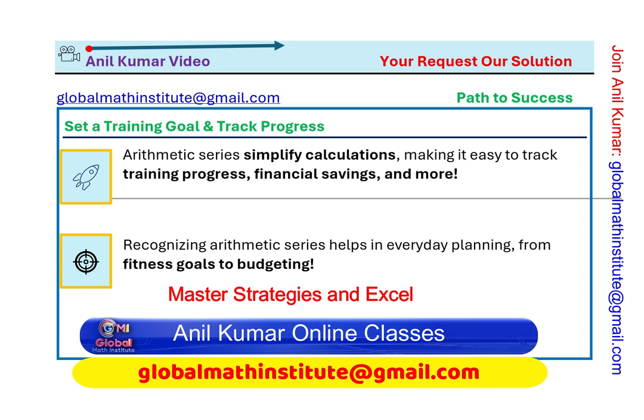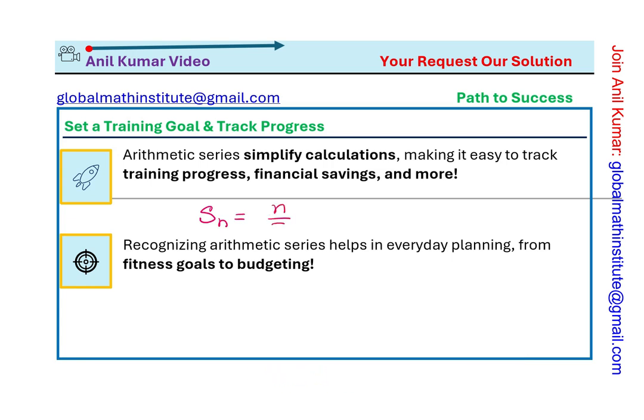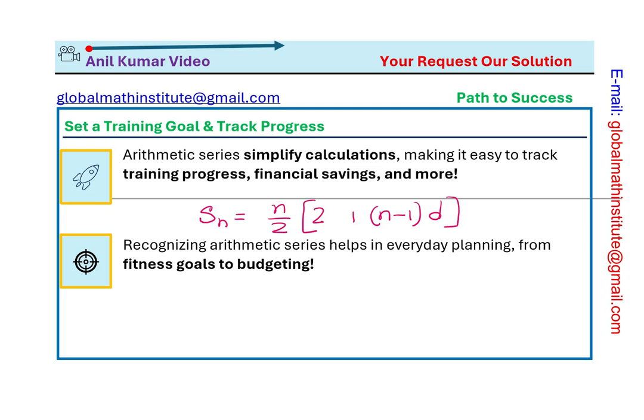How does it simplify? Well, the formula to remember for the sum of the series is n by 2 times (2a plus (n minus 1) times d), right? In this formula, I have written a for the first term. Let me write t1. Sometimes we use the term t1, right? So, recognizing arithmetic series helps in everyday planning, right from fitness goals to budgeting.